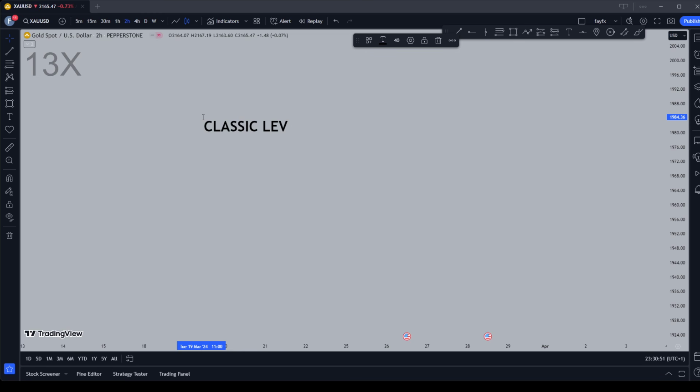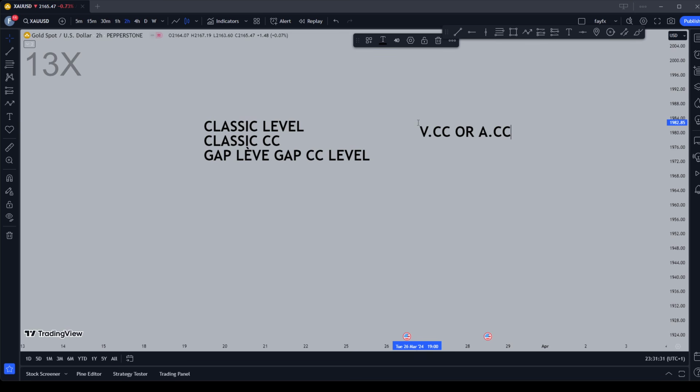What do we have? Basic level, classic CC, and gap level. For a classic CC, we have either VCC or ACC.